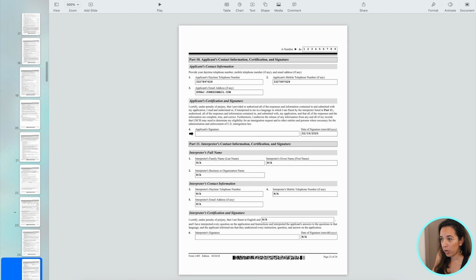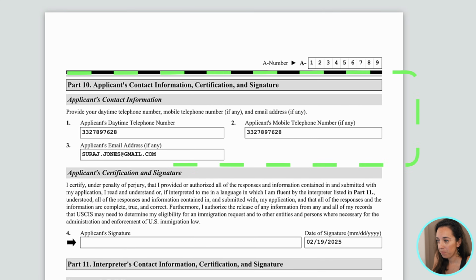Page 22, part 10, asks for the applicant's contact information. So question 1 asks for the telephone number. If your beneficiary doesn't have a phone number yet, you can always put the petitioner's number here. So for question 1, we wrote down my husband's telephone number. And on question 3, we wrote down his email address.